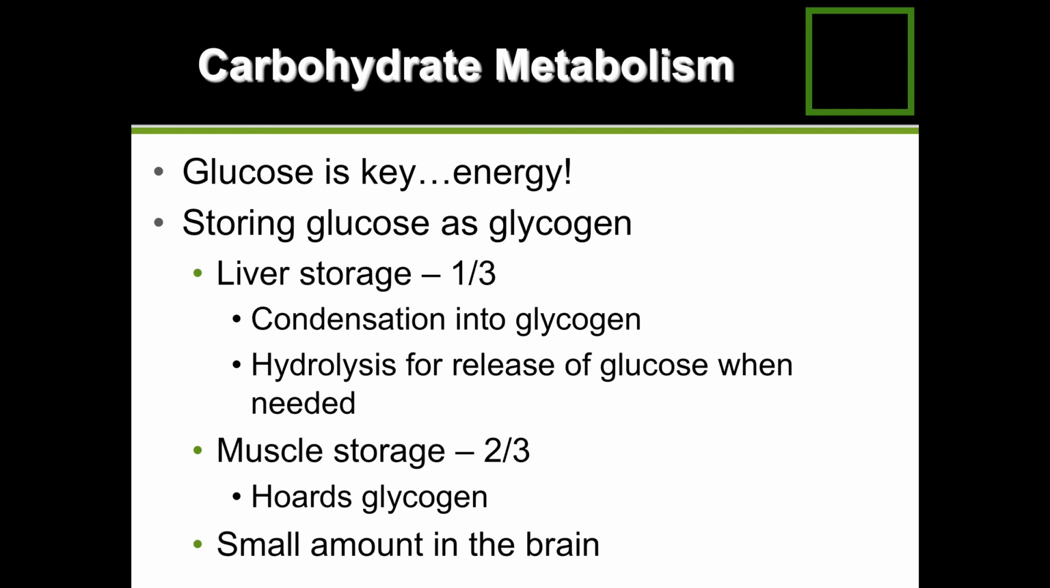The rest of your glycogen is in your muscle. 2/3 is in your muscle. It hoards glycogen. Why? Because your muscles are what make you move, what make you get around, so you need access to this immediately. And then you have a very small amount in the brain that's negligible.